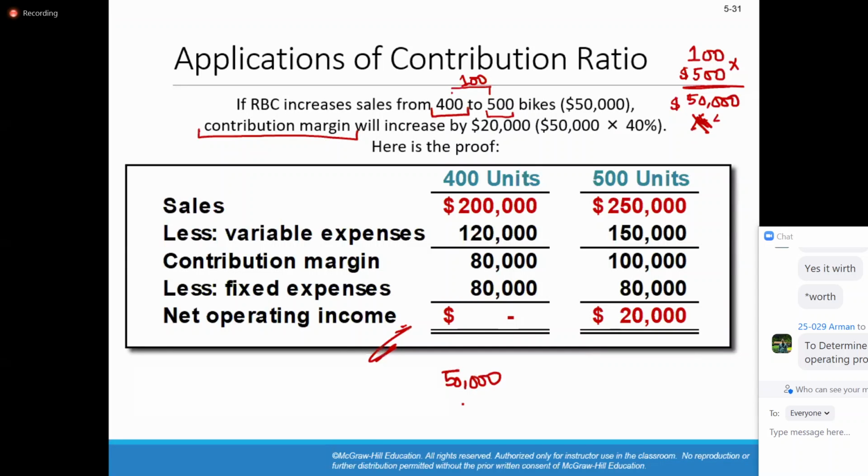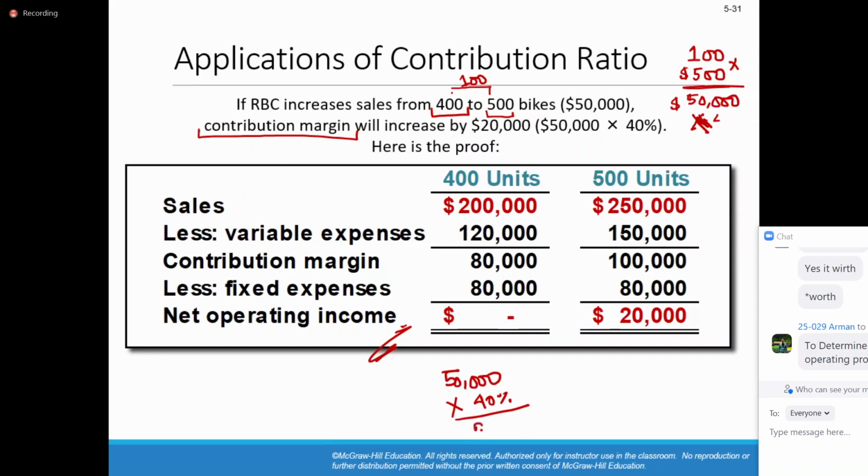Okay, let me write here 50,000 is our incremental sales. If we multiply this by our contribution margin ratio, not contribution margin, 40%, in that case, how much will be the changes in net operating income? We will be able to get this number by doing this calculation.